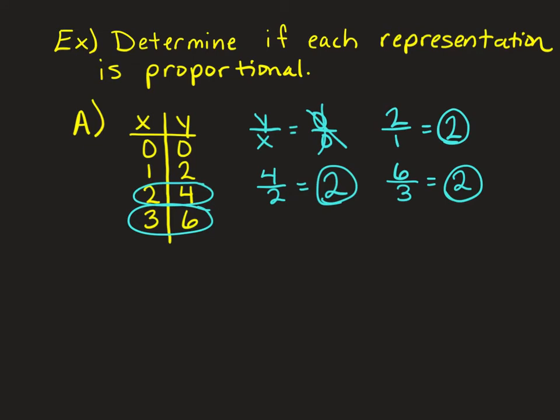Now I do want you to notice this, however. 0, 0 is the origin if we were to plot this as an ordered pair in a coordinate plane. And so it does go through the origin, and we've got y divided by x is the same for every one of these. So yes, this is proportional.